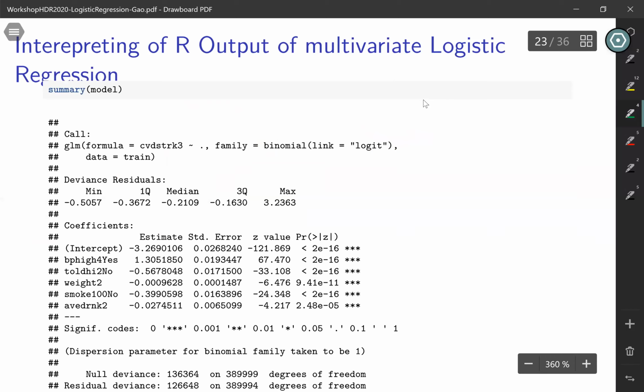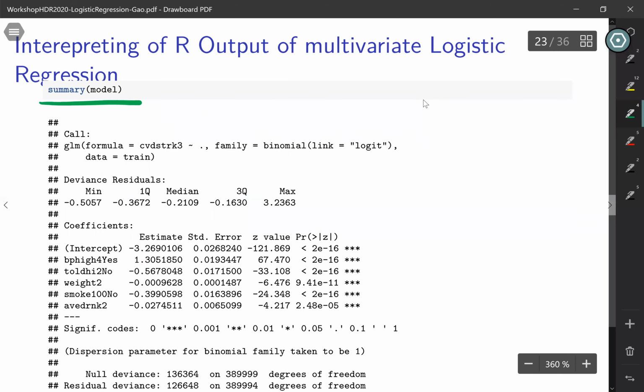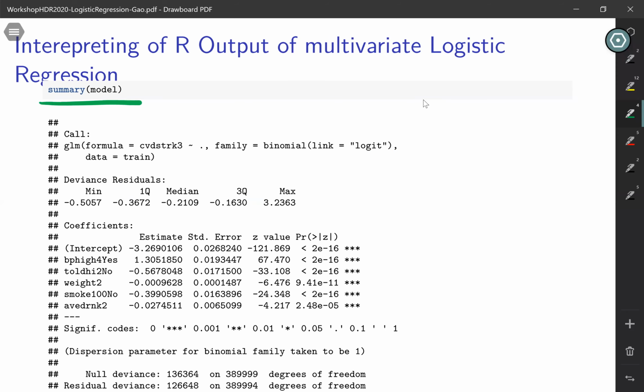Okay, now this is the result. If you want to see all the details of the result, you can just use a simple code, summary, right? Summary of the result of your model. Remember, I stored the result of the multivariate model as model. Okay, now I want to look at the result. What does the result look like?